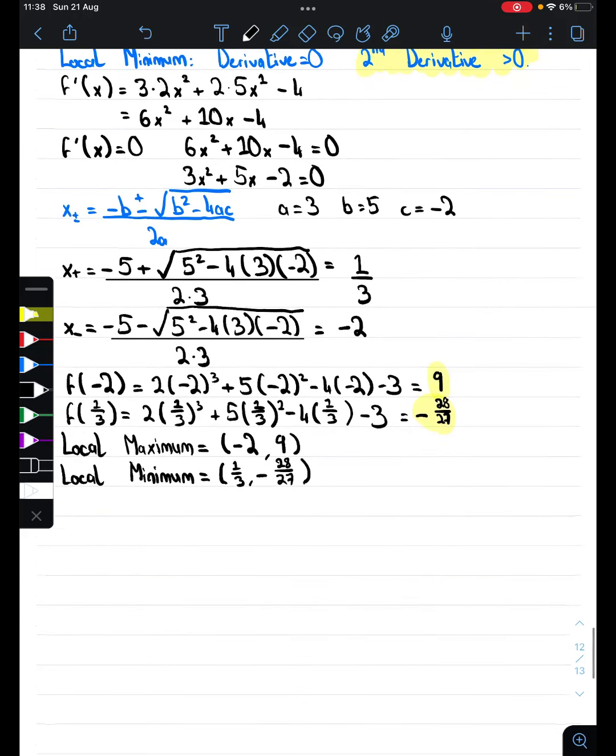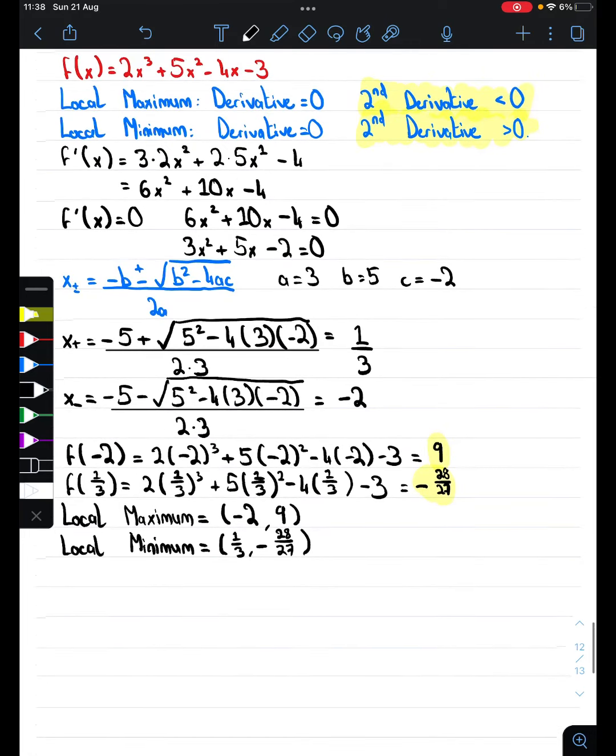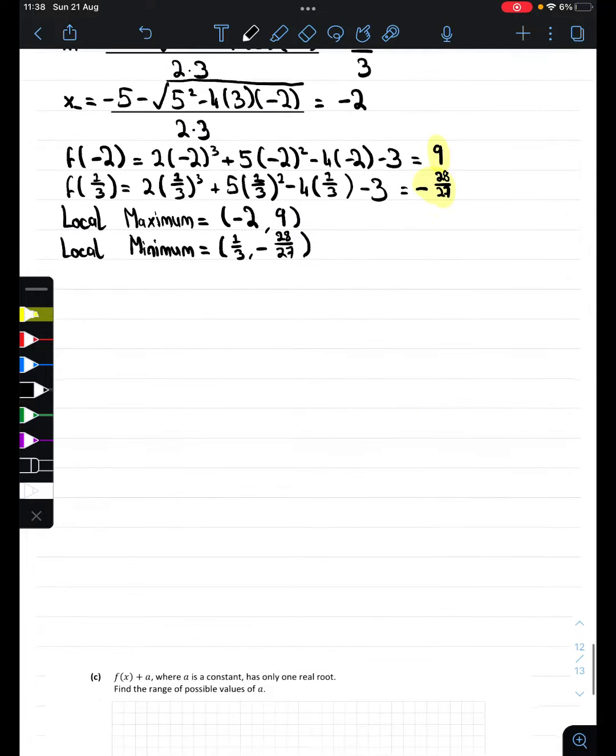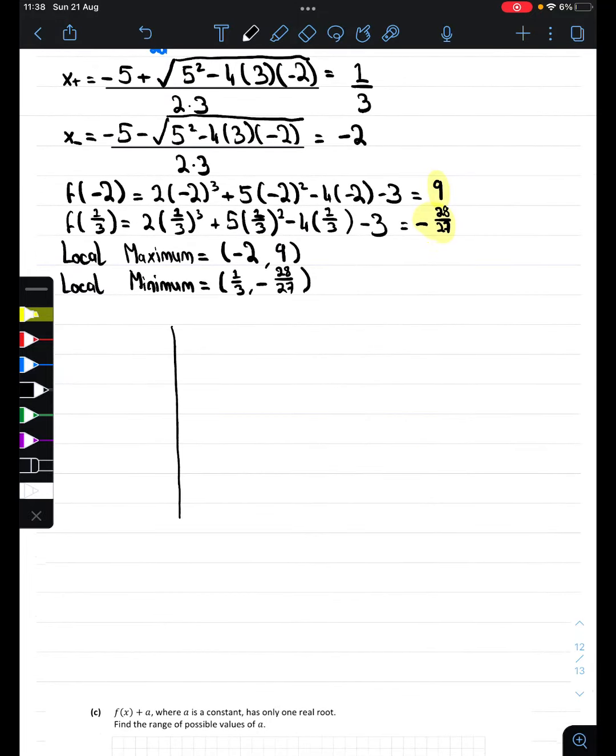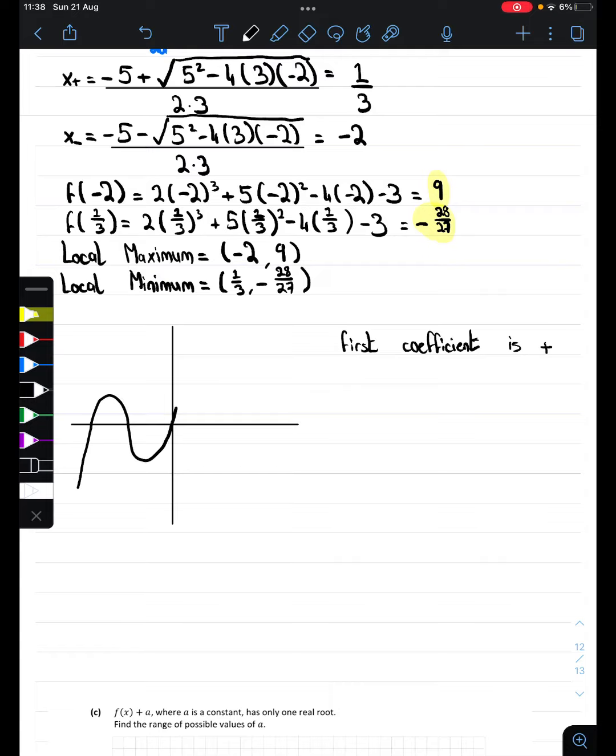And just an even quicker way that you could determine which was the max and which was the min. Well, if you look at the graph that you would get for a cubic, if the first coefficient is positive, then the graph looks something like this.